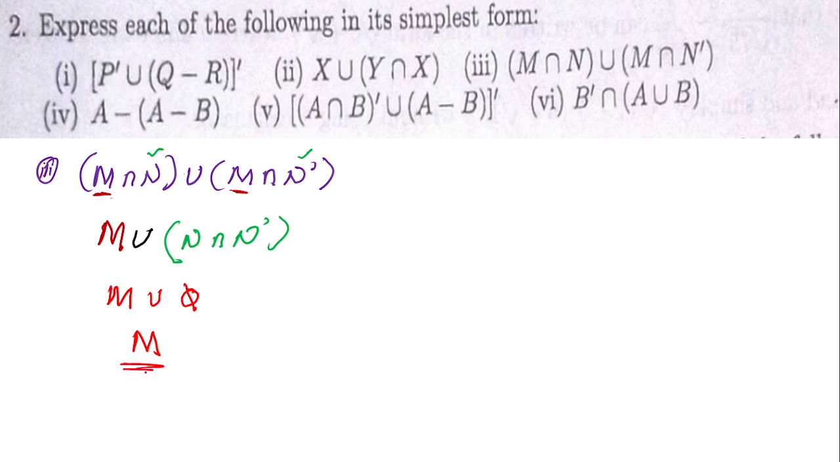So this is just an easy way you can solve this question without even distributing and having a lot of difficulties. Let's quickly look at 4. So 4 is A minus open bracket A intersection B close bracket. So this can be written as A intersection open bracket A minus B close bracket complement. So immediately this minus changes to intersection.